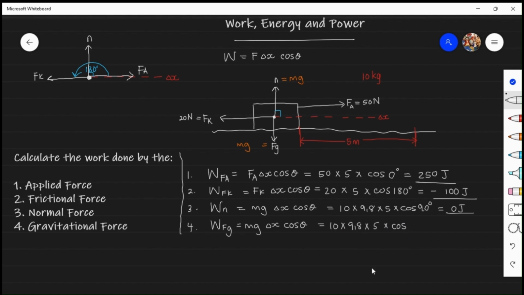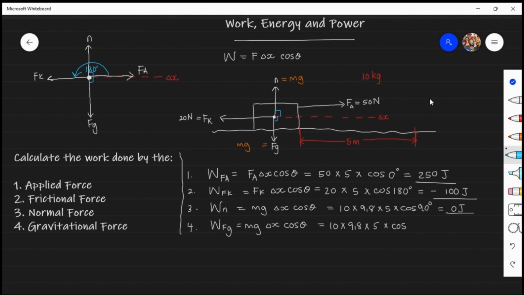Now, what is the angle between Fg and displacement? So let us add to our free body diagram. This is going to be force Fg. Now we can see that normal force and Fg form a straight line. That means that Fg is perpendicular to displacement when the object is moving on a horizontal plane. So this is also going to be 90 degrees.